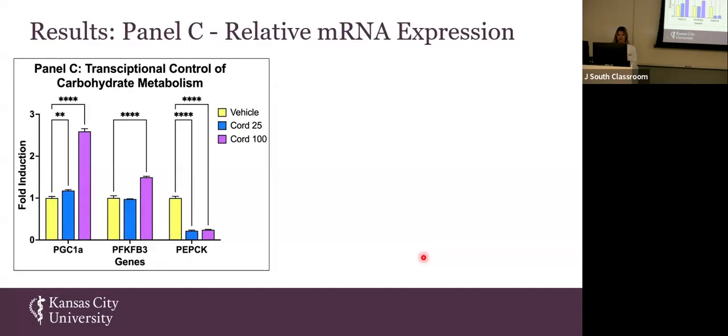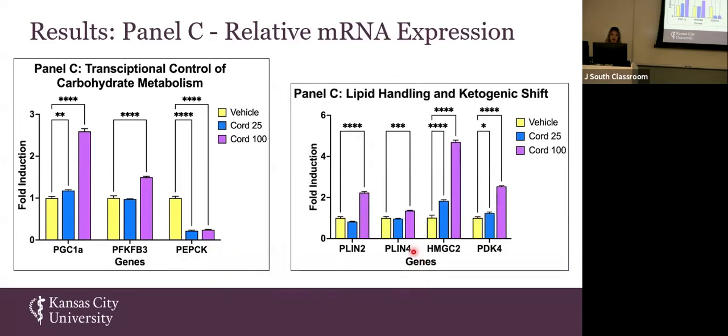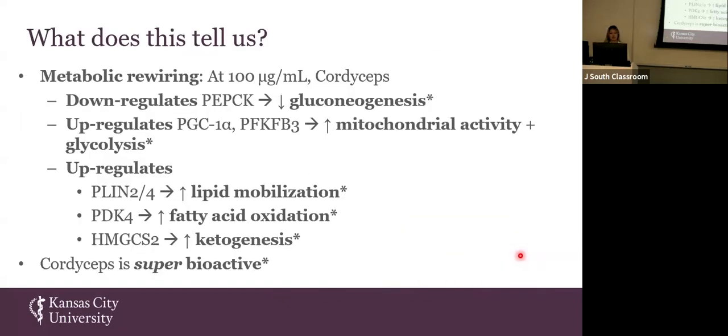For panel C, these study metabolic regulators. As you can see, there is an upregulation of these genes involved in carbohydrate metabolism, but there is a downregulation in PEPCK and upregulation of lipid handling genes as well as genes involved in ketogenic shift. So the results imply that there is a metabolic rewiring occurring.